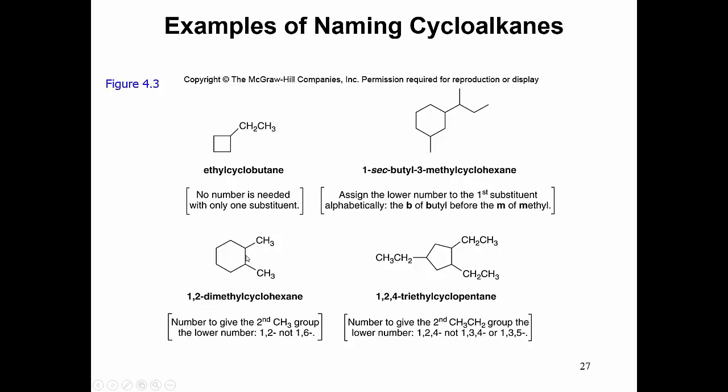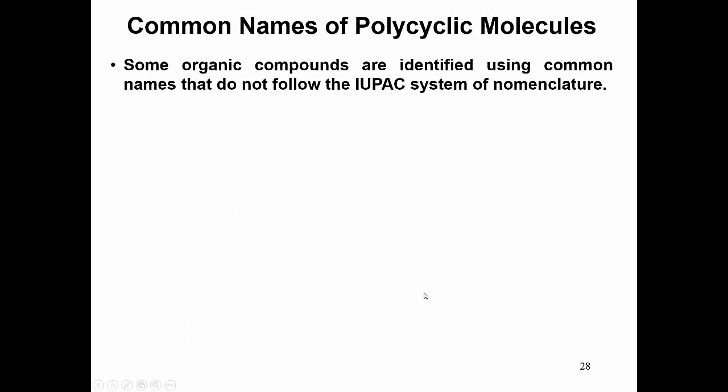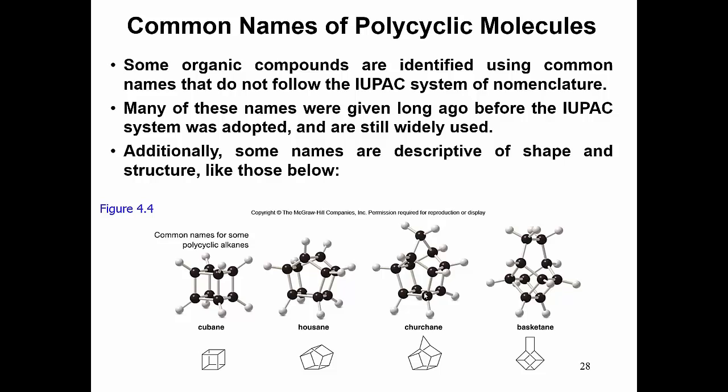Okay, so 1-sec-butyl 3-methyl cyclohexane, 1,2-dimethyl cyclohexane. Okay, not 1,6. We want to come to the second substituent as soon as we can. Okay, and here we have 3 ethyl groups attached to a cyclopentane, so this would be 1,2,4-triethyl cyclopentane. Notice 1,2,4-triethyl cyclopentane, and you could have numbered this maybe 1,3,5-triethyl, but that's wrong because 2 is smaller than 3. We came to our second substituent sooner, naming that way.